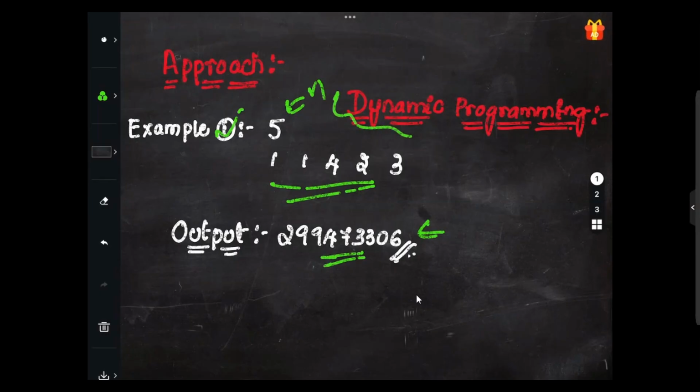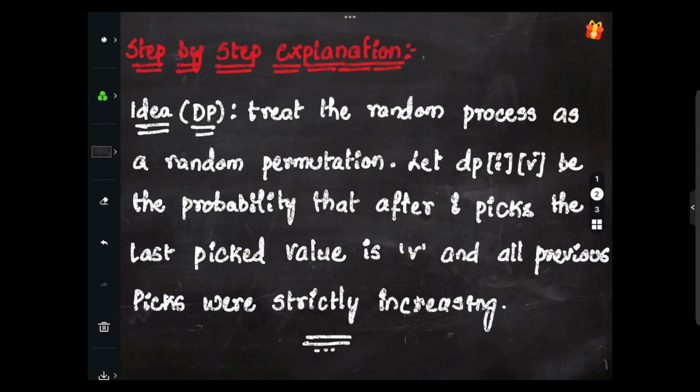For this we'll be going with dynamic programming. Just remember this, we'll be going with a DP approach. Let's move on with the step-by-step explanation. Let's discuss the idea first. We will treat the random process as a random permutation. Let dp of i be the probability that after i picks, the last picked value is v.